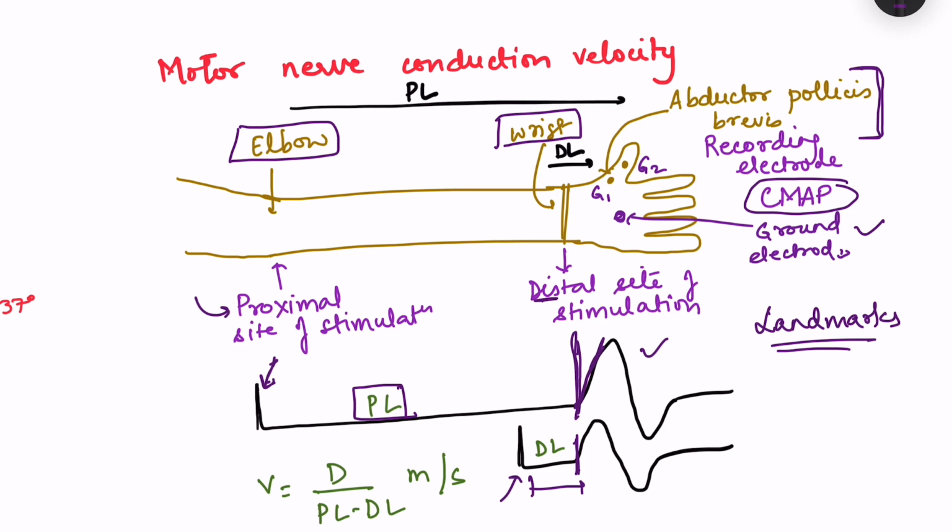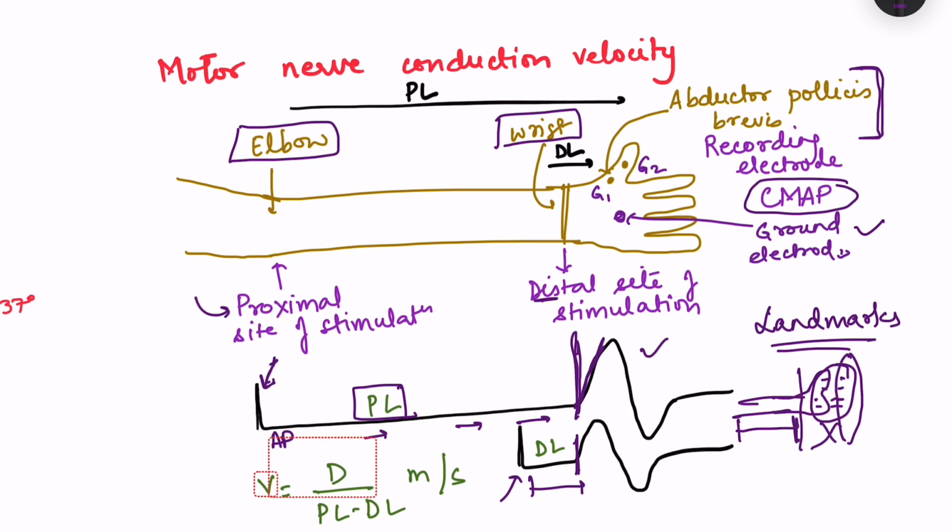Now, why are we doing that? Why are we recording from two different sites? That is because when the action potential is traveling from the neuron to the muscle, there is also a neuromuscular junction. So in this time, we also have time for neuromuscular transmission. That is not correct. We cannot include that time when we are talking about the conduction of the nerve impulse on the neuron. We are not bothered about neuromuscular transmission in this case. So we have to subtract it from our recording. That is why we stimulate at two different points.